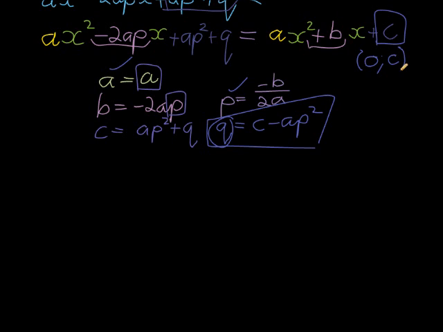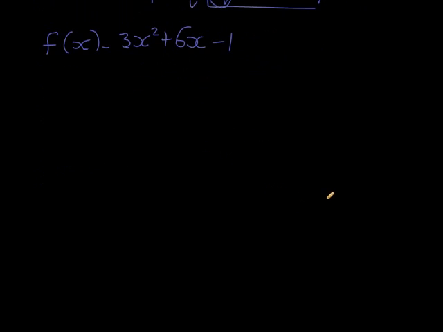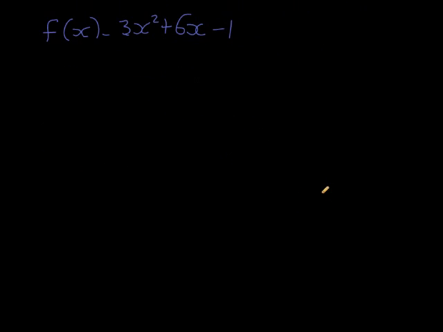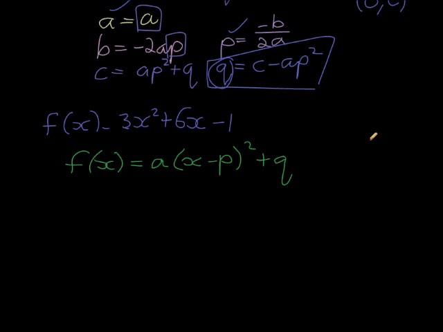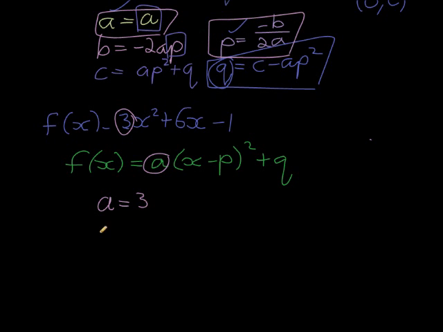So let me do an example. Here we see a quadratic function in the form ax squared plus bx plus c, and they want us to write it in the form f(x) equals a(x minus p) squared plus q. So I see from here that a is equal to a, so this a is equal to that a, which is 3. Then I have this equation that p is equal to negative b.